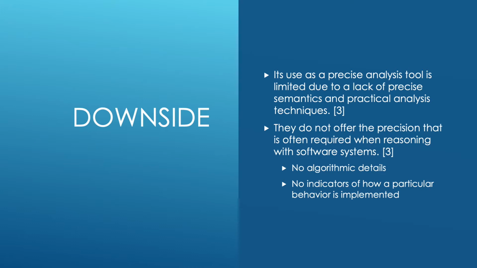And then they also do not offer the precision that is often required when reasoning with software systems. So these include no algorithmic details and no indicators of how a particular behavior is implemented. We can see the methods and see that an algorithm is getting called, but we won't be able to see what the algorithm actually does. And that can be problematic for this view. If we wanted to see a more detailed approach of how the algorithm works, it would be better done in a different kind of diagram.